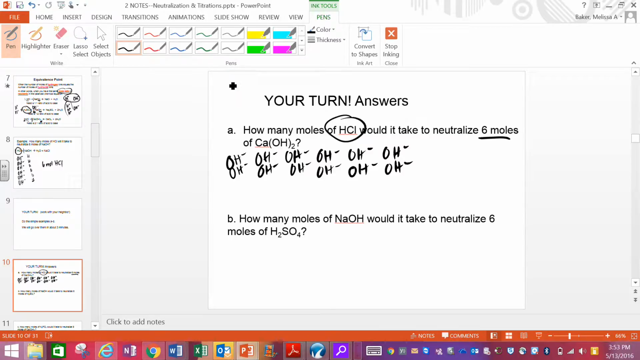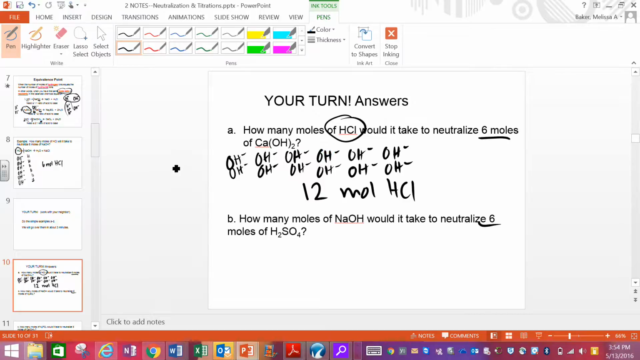So 1 mole's worth of hydrochloric acid is just going to give you 1 hydrogen ion. So you're actually going to need 12 moles of hydrochloric acid molecules to neutralize those 6 moles of calcium hydroxide.